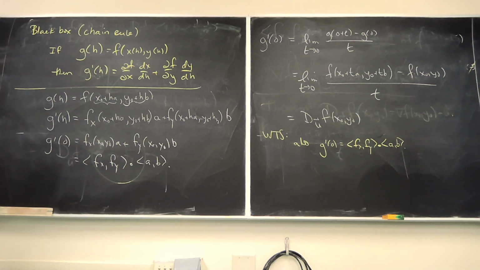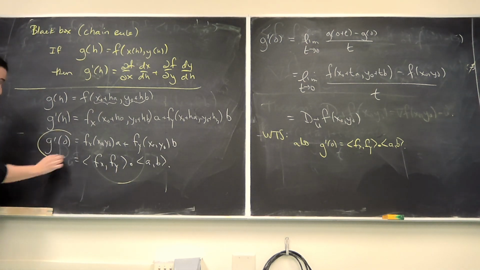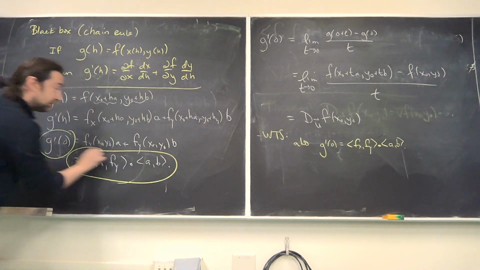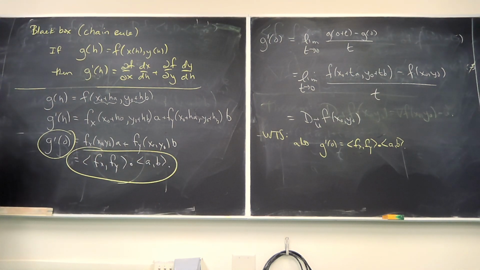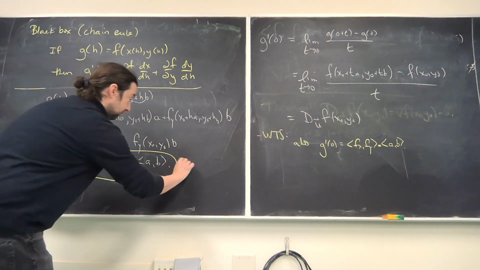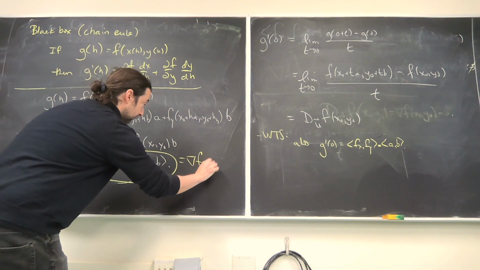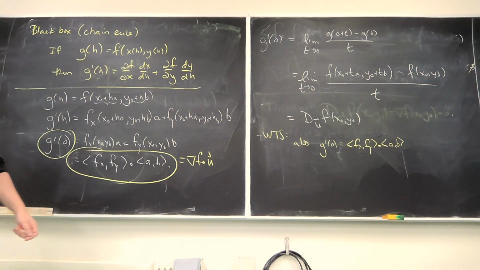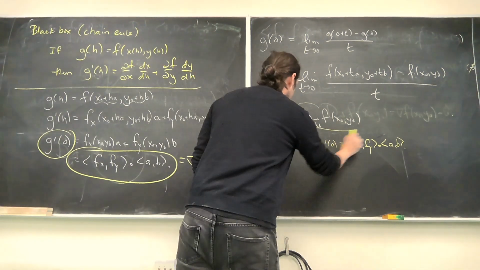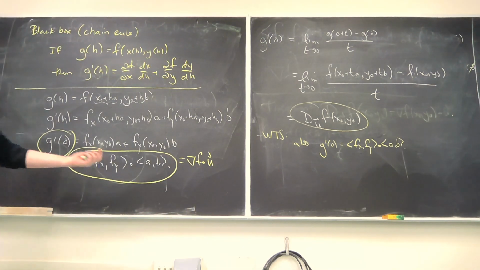And why are we done? Because on the one hand, g prime of 0 is equal to this, which is the gradient of f dotted with u. And on the other hand, g prime of 0 is equal to this, which is the directional derivative. And so they're equal to each other.